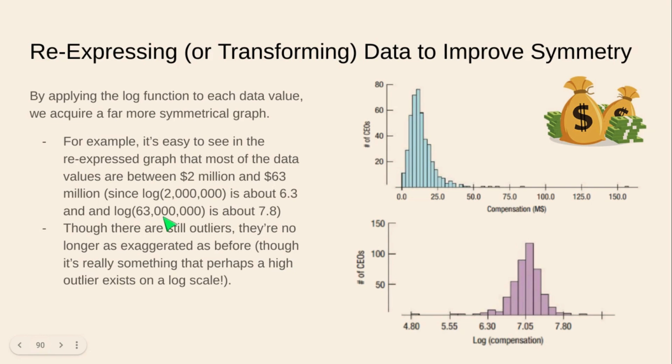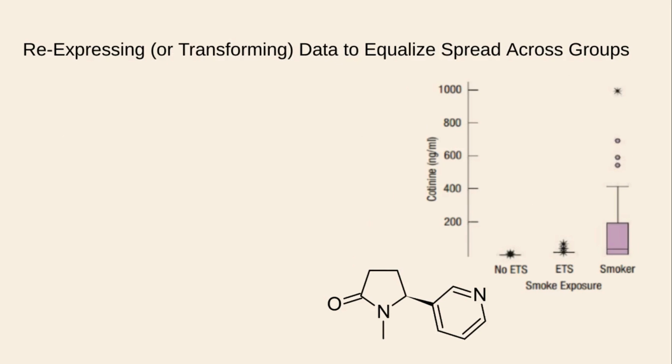10 to the what power is 63 million? Well, that number is way less than 63 million. Okay? Log takes big numbers and makes them small, and takes really big numbers and makes them almost as small. That's the value of using log for data transformation. And still, this might be a high outlier, which gives you an idea about how absurdly rich this CEO must be.